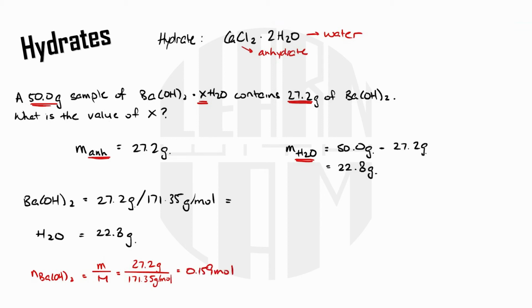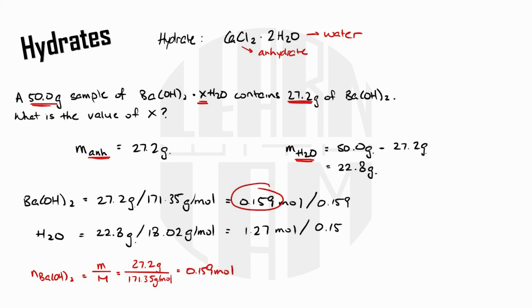And that gives me 0.159 moles of barium hydroxide and 1.27 moles of water. To create a nicer, rounder ratio, I'm going to divide each mole by the lowest number of moles, which in this case is 0.159, and that gives us 1 and 8.